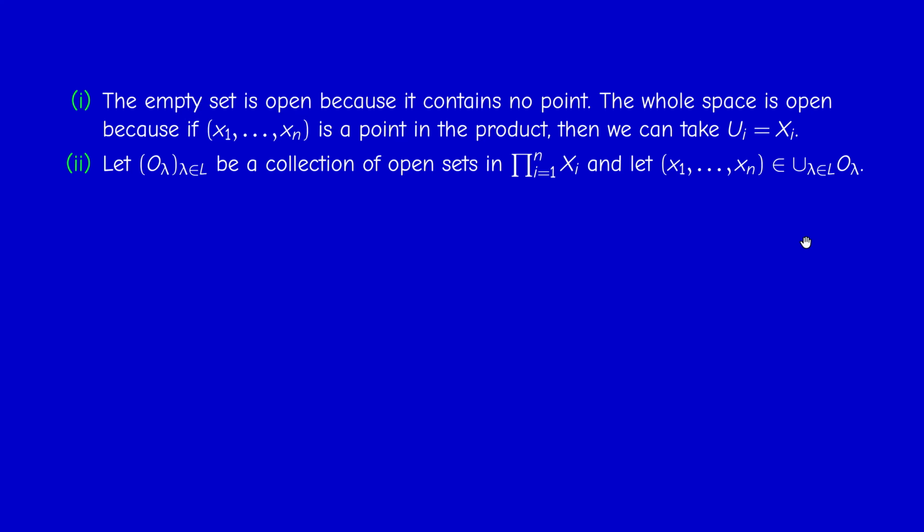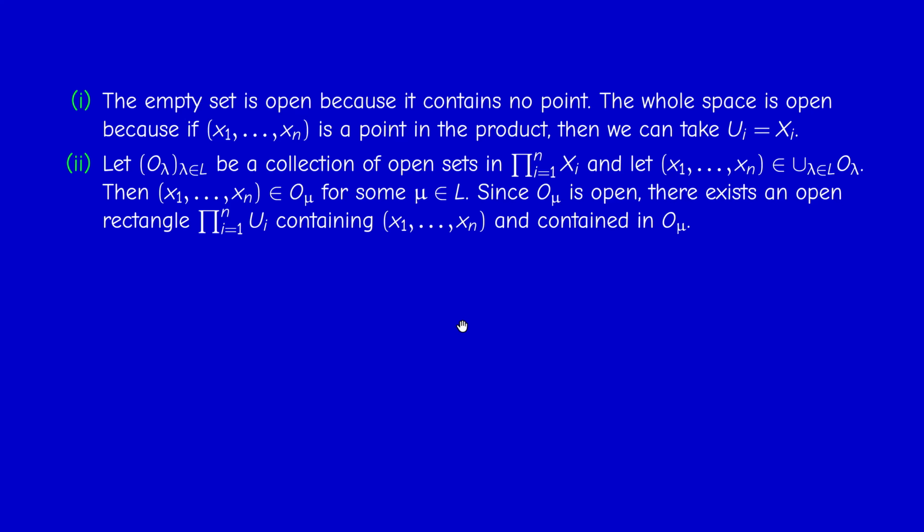Now the union of open sets is an open set. So we have to check that the union satisfies the condition of openness. We take an arbitrary point with coordinates (x1, ..., xn) in the union. Then this point is in some O_mu. Now O_mu is an open set of the product, so we can find an open rectangle containing this point x and contained in O_mu. And it's therefore contained in the union, because the union contains O_mu. So x belongs to the rectangle, the rectangle is contained in O_mu, and O_mu is contained in the union. It's really straightforward.